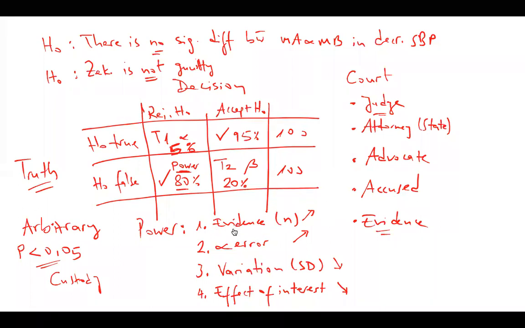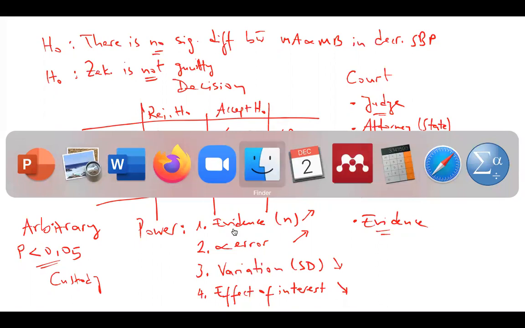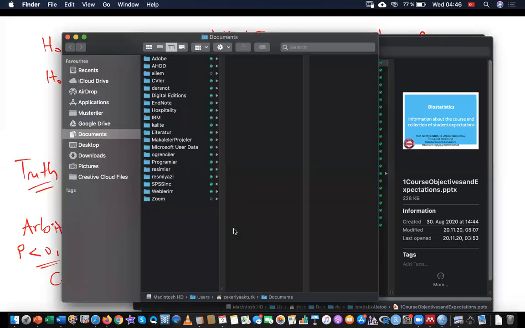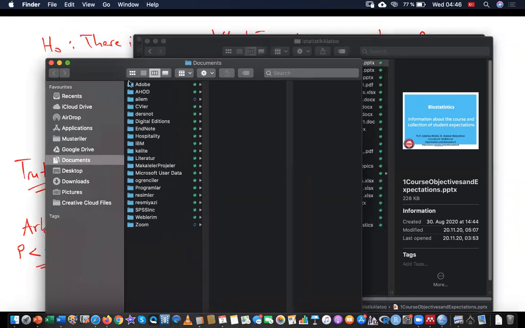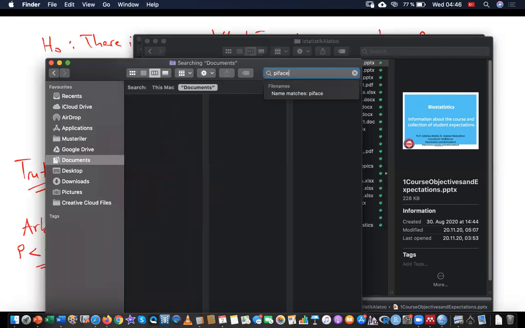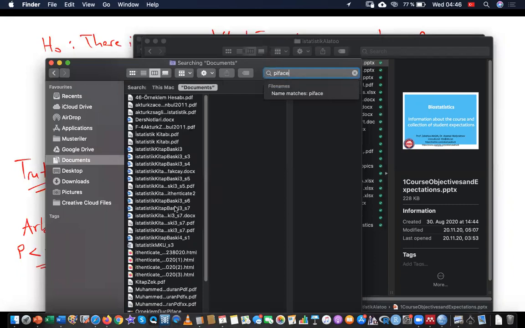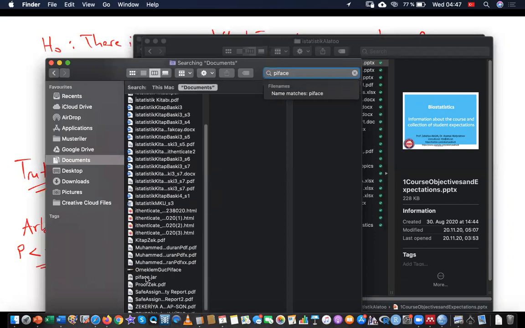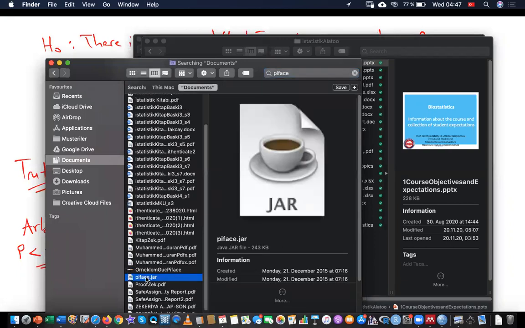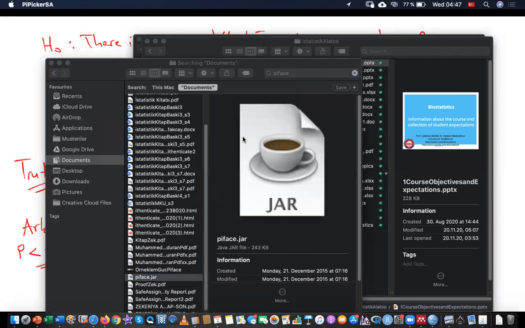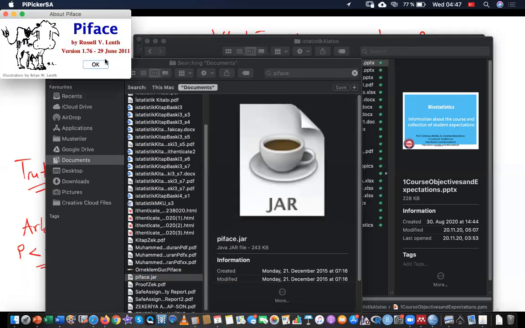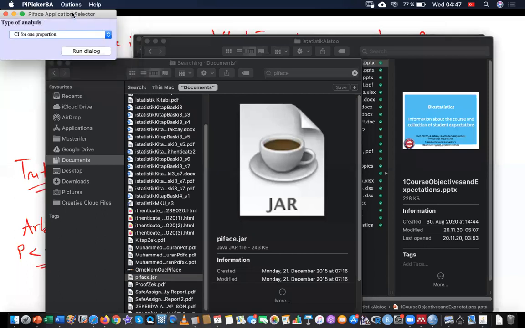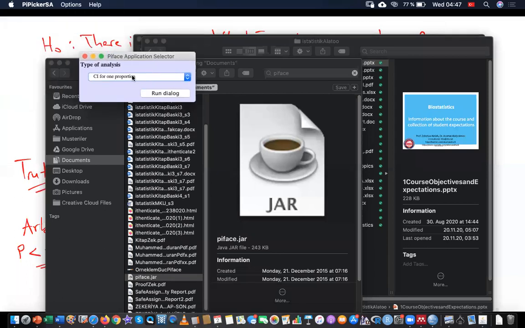There is a nice application for this before closing. P-face. Where's P-face? Here it is. There is a nice application developed for this to calculate the power. I just want to give you a demonstration before closing this session.